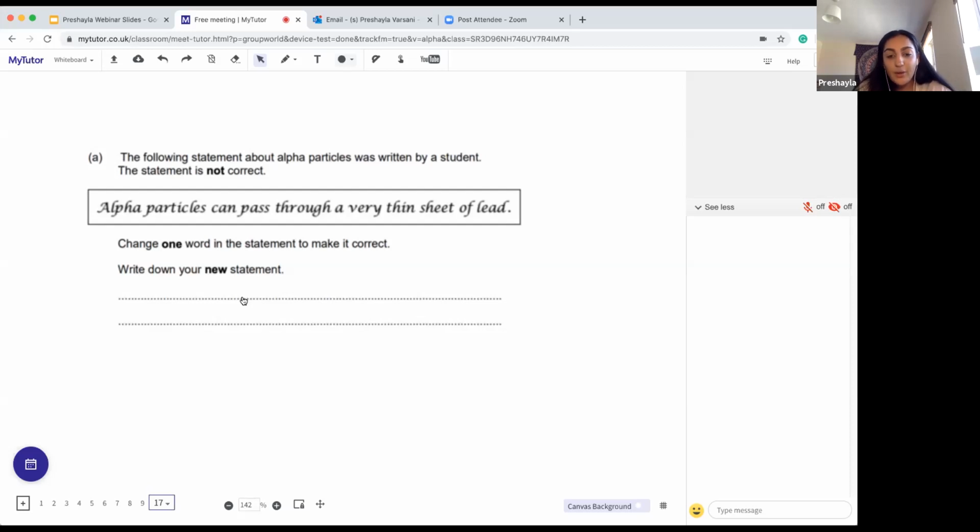Okay, so there's two different answers that you could have here. You could either change the can to can't, so alpha particles can't pass through, or you could have said that alpha particles can pass through a very thin sheet of paper, not lead. So you could have changed the can or you could have changed the lead. Either would have been acceptable.